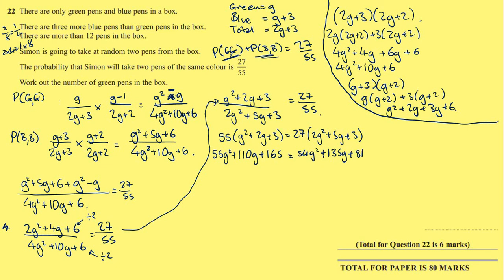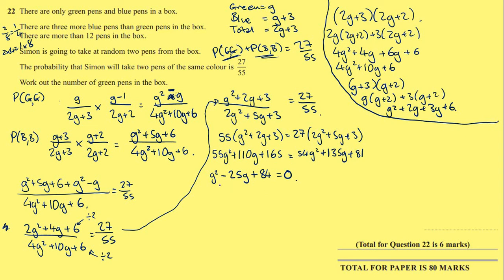Now I'm going to get this all onto one side. Look for which side has got your higher value as a coefficient of g squared. I've got 55g squared and I've got 54g squared. So I'm going to move this stuff all over to the left hand side in order to keep the coefficient of g squared positive. So let's take off 54g squareds. I'll end up with g squared, because 55g squared take away 54g squared is 1g squared left. I've got 110g's take away 135g's, well, that'll be take away 25g. And I've got 165 take away 81, which is going to be 84.